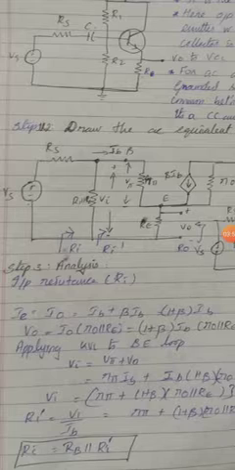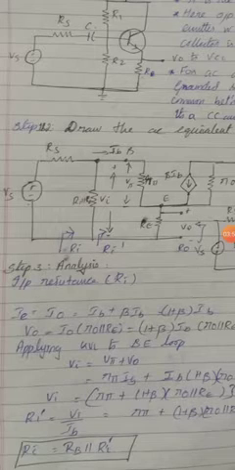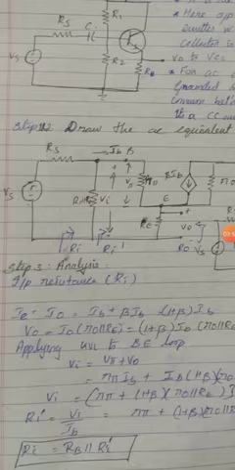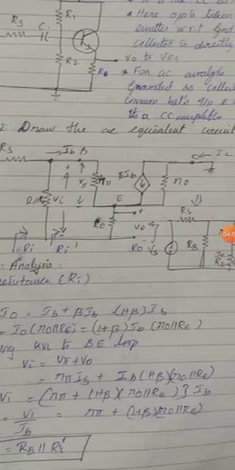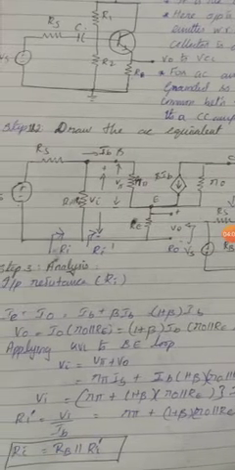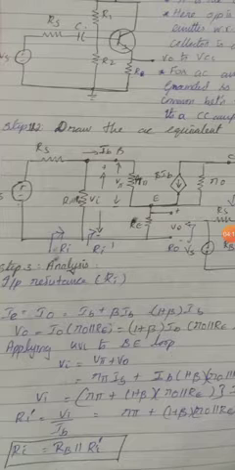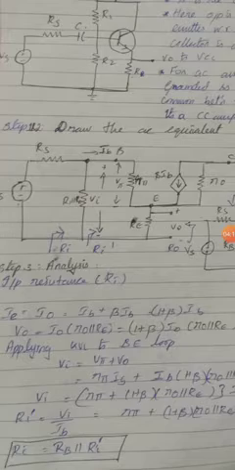What is our input resistance? RI dash is the input resistance when looking at VI. RI dash will be equal to VI divided by IB, which equals R pi plus 1 plus beta times R naught parallel with RE. What is our RI? RI will be RI dash parallel with RB. So that can be written as the input resistance.